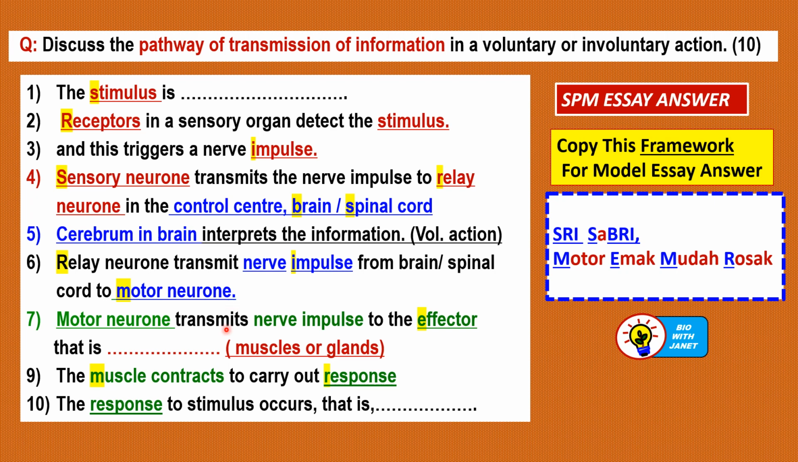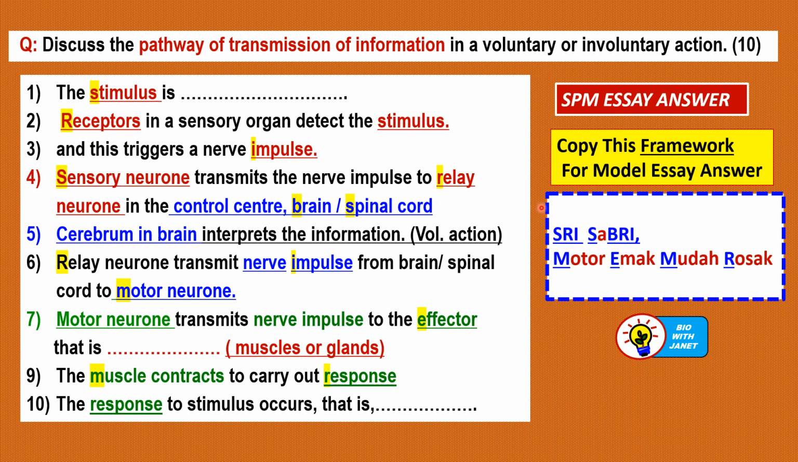Now next, motor neuron at the effectors transmits the nerve impulses to the effectors, and mention what the effectors are. Usually they are maybe the skeletal muscles of the hand, of the arm, and so forth. And then the effector, which is the muscle, will contract to carry out the response. So mention what the response is that occurs. Maybe the student raises his hand when the teacher asks a question, all right? Or the student answers a question. So that can be the response for voluntary actions. So copy this framework down, and you can use it and adjust it to explain either the transmission of impulses or information in a voluntary action or involuntary action.